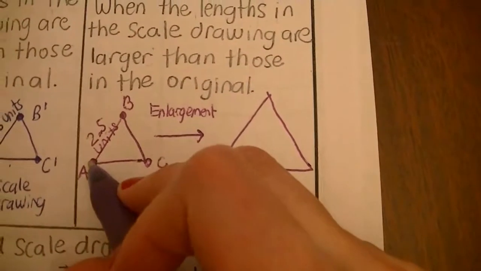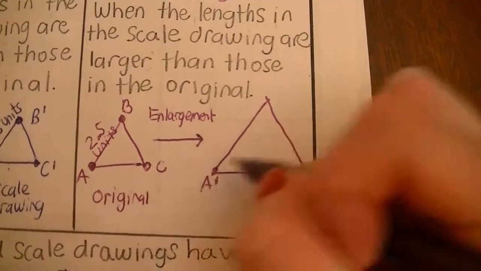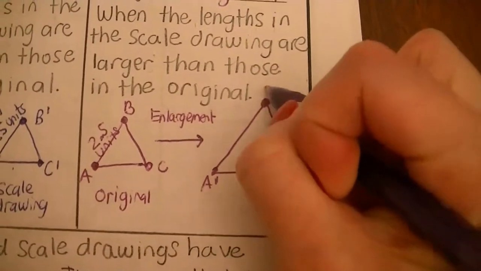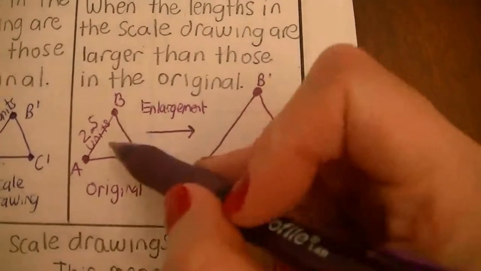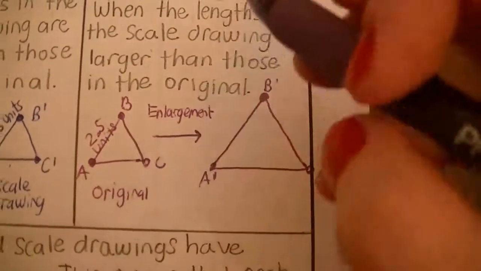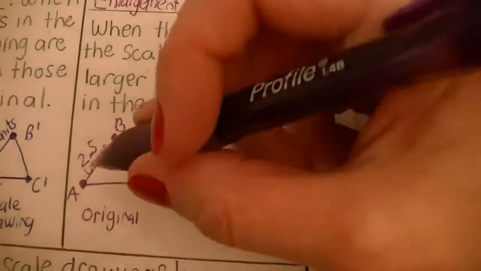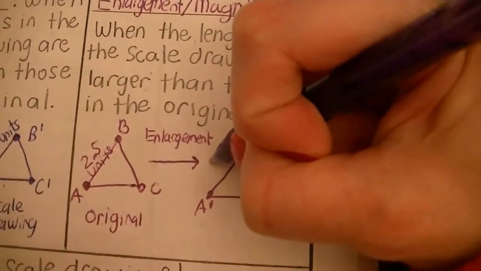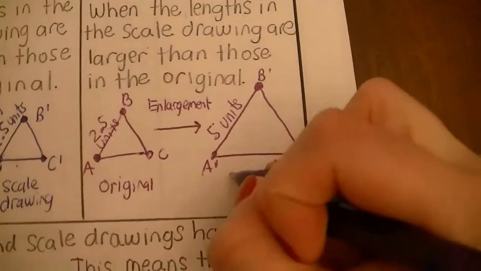Okay, so this A vertex corresponds to this point right here, and we're going to call it A prime. And then this would be B prime. And this point right here would be C prime. And since we know that the side lengths in the original are 2.5 units, all three of them, and I'm telling you the scale factor is going to be 2, I'm just going to go 2.5 times 2, which is 5 units. Okay, that's my scale drawing.